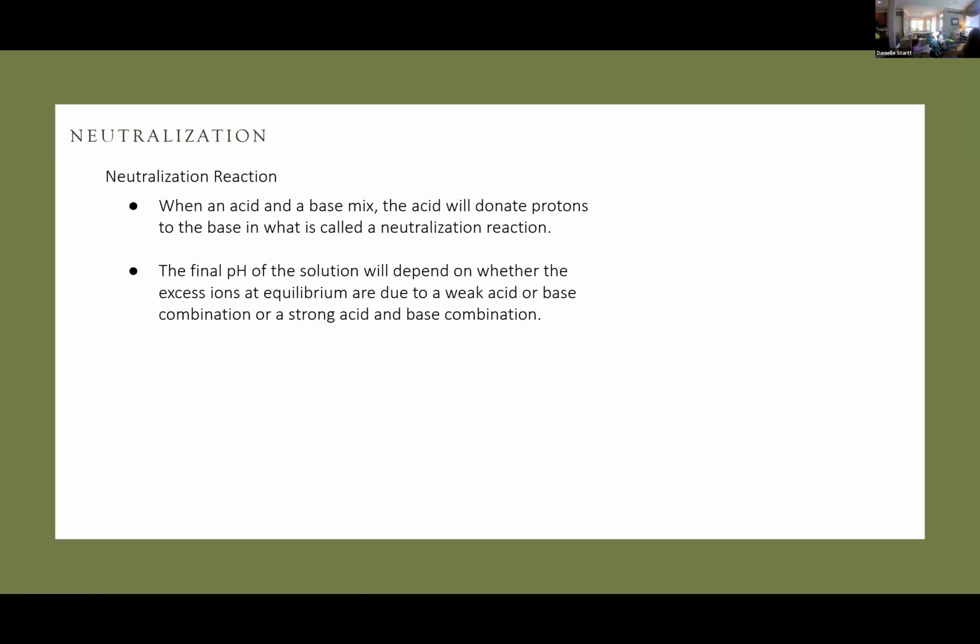You're good. So the final pH, it's saying, will depend on whether the excess ions in equilibrium are due to a weak acid or base combination or a strong acid or base combination. So if you have a really strong acid and a really weak base, you may never end up with your neutral. You may not get to your 7, but you still might neutralize a lot of what's going on. If you have a strong acid and a weak base, you'll use up all your base, but there'll still be some acid left, so your pH may still be low.